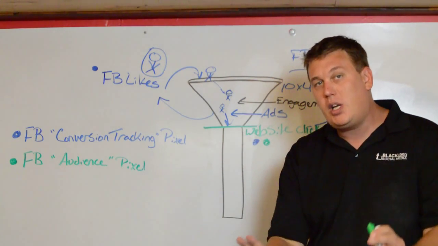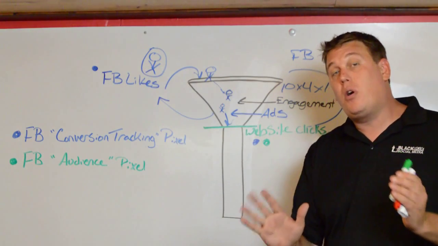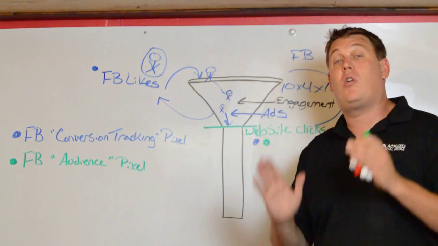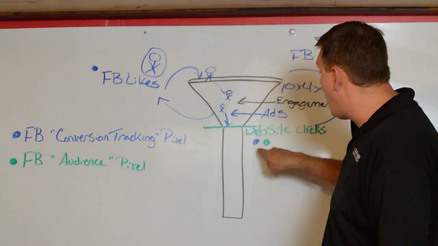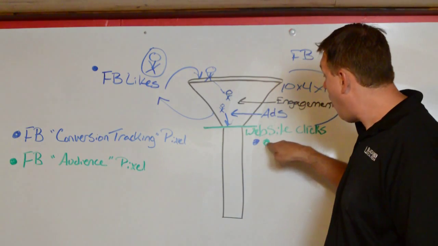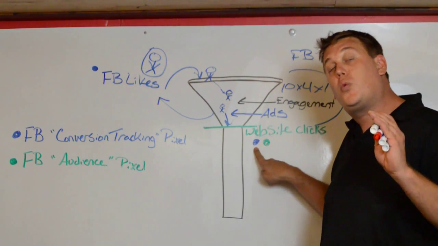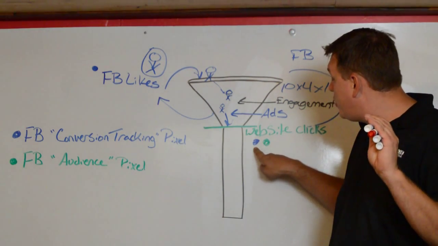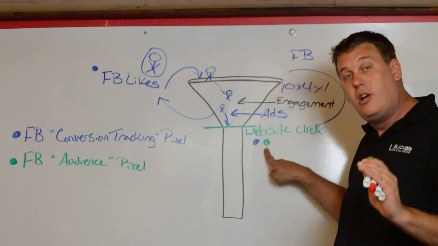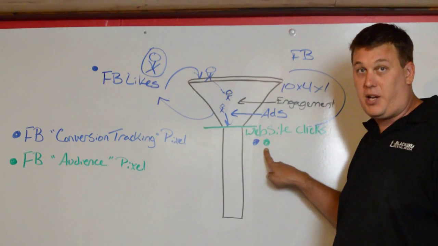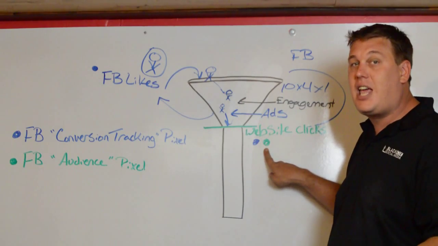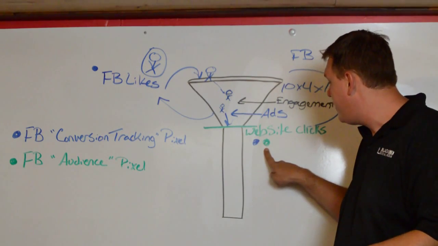Now, this is really important. If you are starting out brand new and you're on a limited budget, you will want to put a conversion pixel on your landing page and you will want to put an audience pixel. The reason is you want to be able to retarget people who come to your landing page. You've already spent the money, they've already clicked on the ad, they've already got to your landing page.